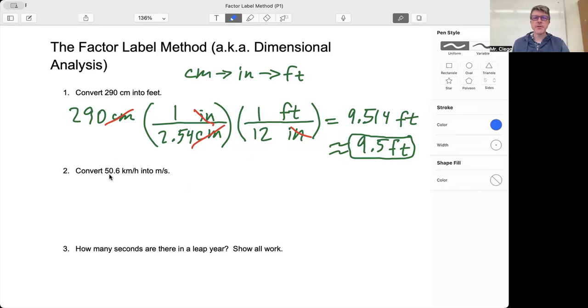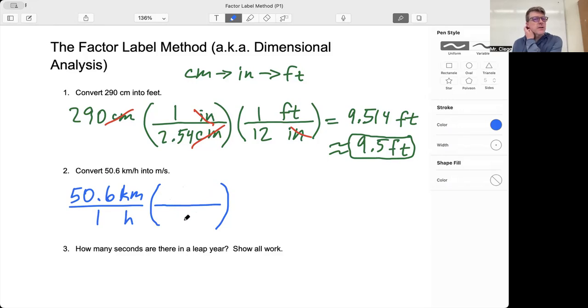So here we're going to convert 50.6 kilometers per hour into meters per second. So I'm going to go ahead and write down my 50.6 kilometers per hour. It's really important to put your hours down below. We want to always make sure that we have something in the numerator and something in the denominator. And we don't want to use slashes because that starts to get too complicated. You could do that, but it's just more likely that you'll make a mistake. So we're going to put a factor in here that's equal to 1, a conversion factor.